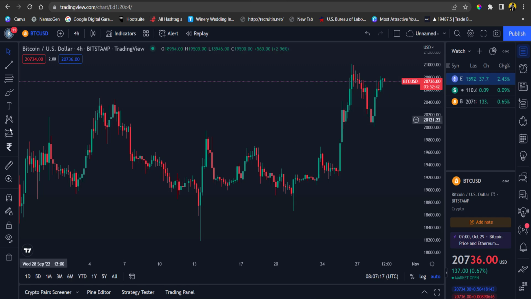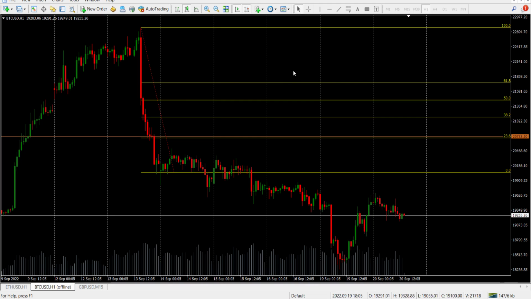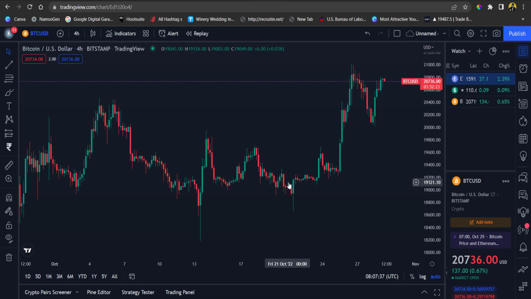So regardless of the platform you're using, right here I'm using TradingView. You can use your MT4. This is the Fibonacci tool right here. You can find it here on MT4, whatever kind of platform you're using. So I'm explaining this because of the beginner trader that doesn't know how to use the Fibonacci tool and trade. I'm going to show you a wonderful way to use the Fibonacci tool and trade profitably.